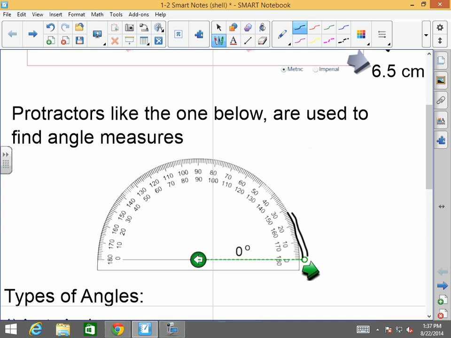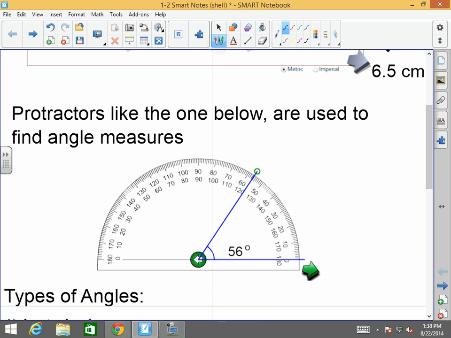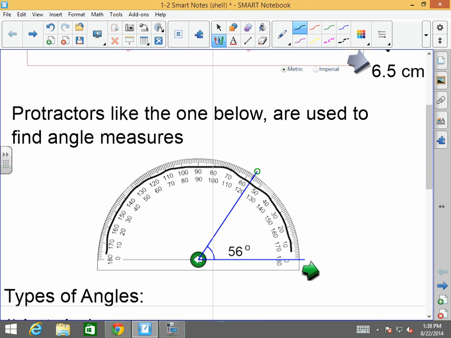Let me go here. So like that would be an acute angle. Notice that if we're starting from the right-hand side, we're reading the top numbers. These top numbers. We talked about that yesterday. Hopefully that makes sense.